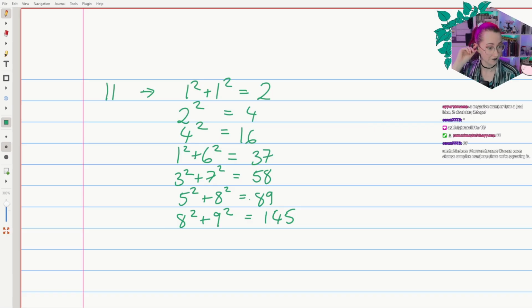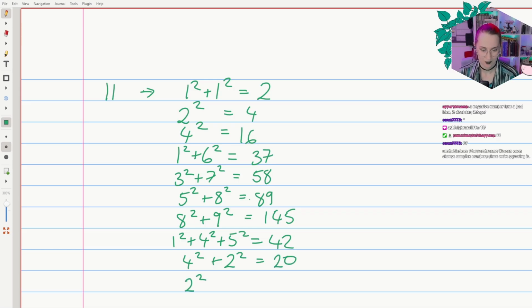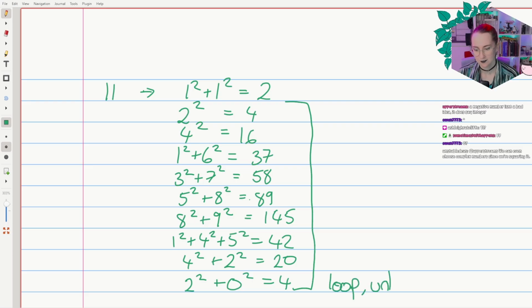This is going on for a while. I'll give you that one. 1 squared plus 4 squared plus 5 squared. It's 42. 4 squared plus 2 squared is 20. 2 squared plus 0 squared is 4. We've looped. Ooh, that was a long one.